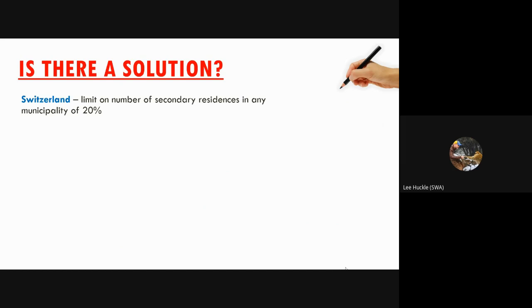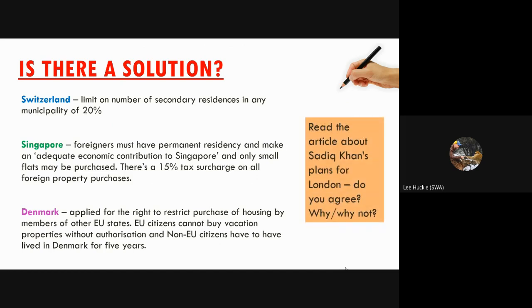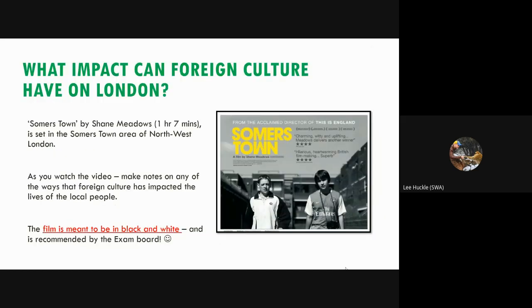And then, is there a solution? We looked at different countries and what they've done to try and restrict foreign ownership of property, for example, in Switzerland, limiting the number of secondary residences in any municipality to 20%. Singapore, and Denmark. So 3 good examples of countries that have tried to put in solutions to the problem of foreign property ownership. And that led into a really nice reading article on Sadiq Khan's plan for London. Did you agree? Why or why not?